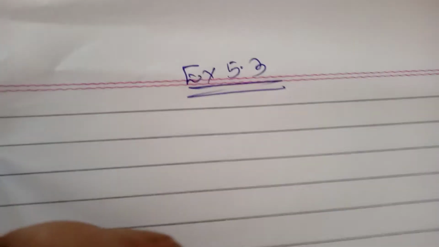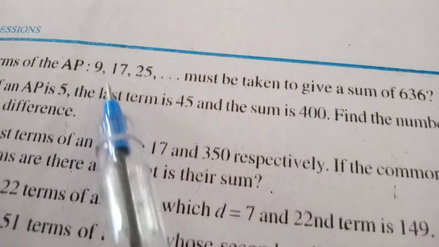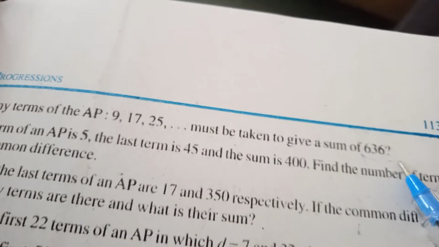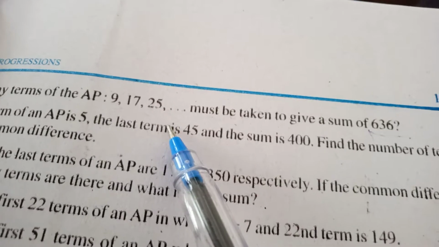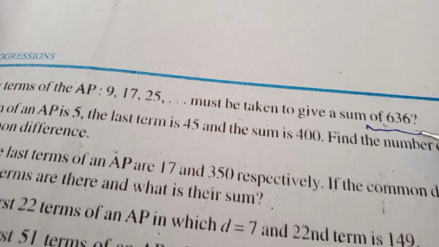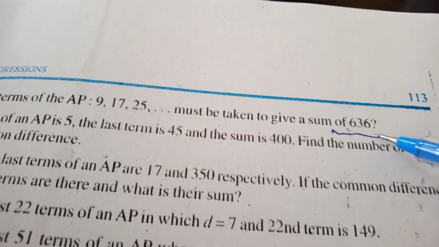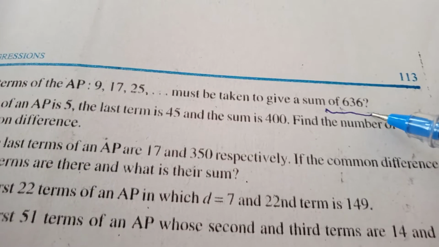Question number 4 is given as: how many terms of the AP 9, 17, 25 must be taken to give a sum of 636? Not till now, where we used to find the general term, but we have to find the number of terms of the AP which should be added to give the sum of 636. The formula to find the sum is Sn is equal to n by 2 [2a plus (n minus 1) into d], that we know.